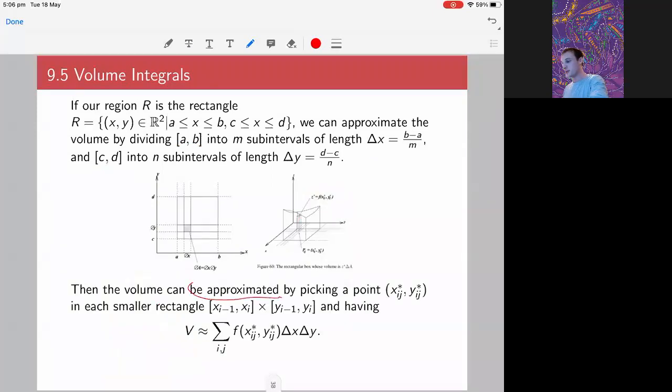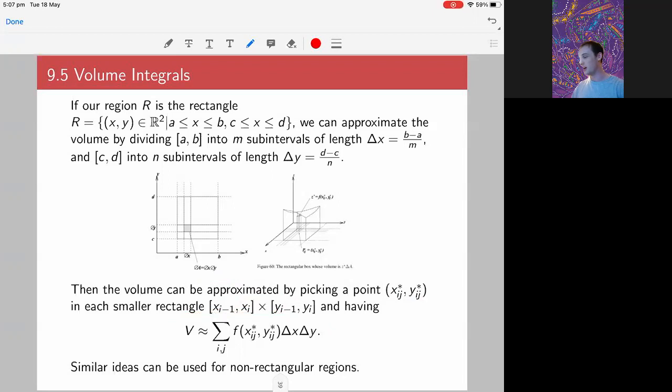Volume can be approximated, so at this stage we're only approximating, by picking a candidate, a representative point in each of these sub-rectangles. And you would say, well, I expect the total volume to be the sum of all of these approximate volume contributions. Now the question would be, well, these are approximate volume contributions. How do you actually get the integral from that, this multivariable integral? And of course, the answer to that is by taking limits.